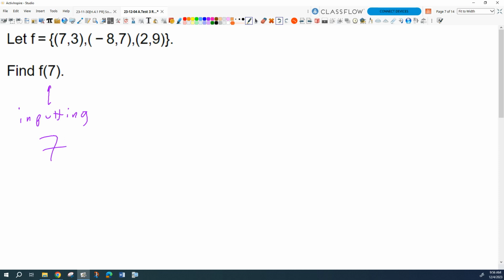And the output then, what is the output when we input 7? It tells us up there in those ordered pairs. 3. Tells us right here, doesn't it? If we input 7, we output 3.